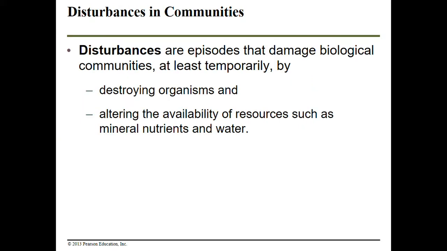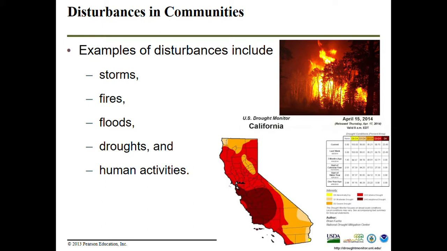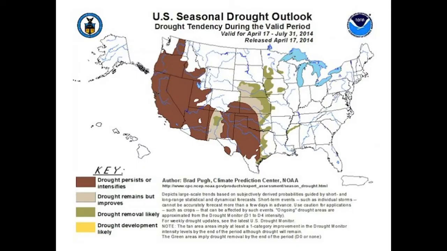When we disturb an area, we can destroy organisms and or alter the availability of nutrients and water. It's usually and, not or. So really alter our resource availability. Fire, storms, droughts, people, all can alter an ecosystem. And we've talked about all these before.